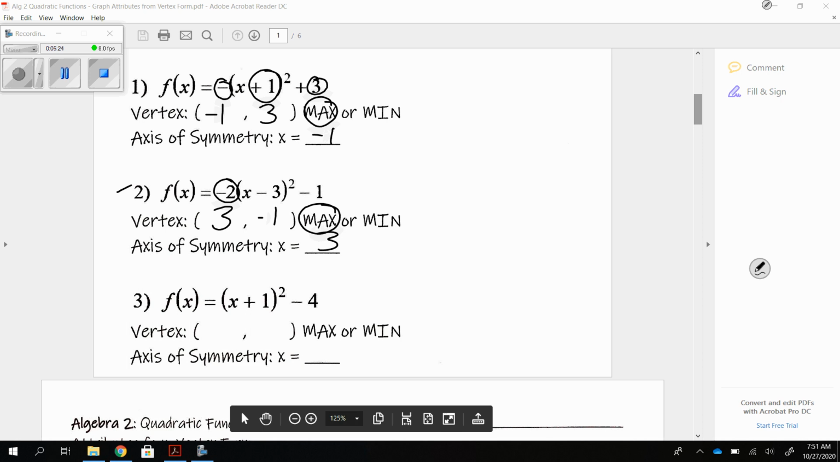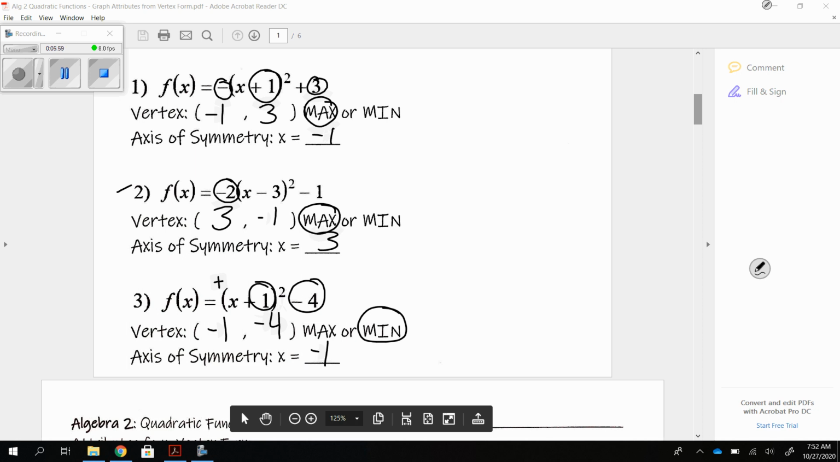Let's scroll down to the last one, number 3. We see there's no negative sign out in front, so we know that's a positive. So we know this one's going to be a minimum. All right. And then vertex is negative 1, again do the opposite, comma, negative 4. When it's on the outside, it tells the truth. On the inside, it tells a lie. So we know that becomes negative 1. And the axis of symmetry is x equals negative 1, just the x value of the vertex.